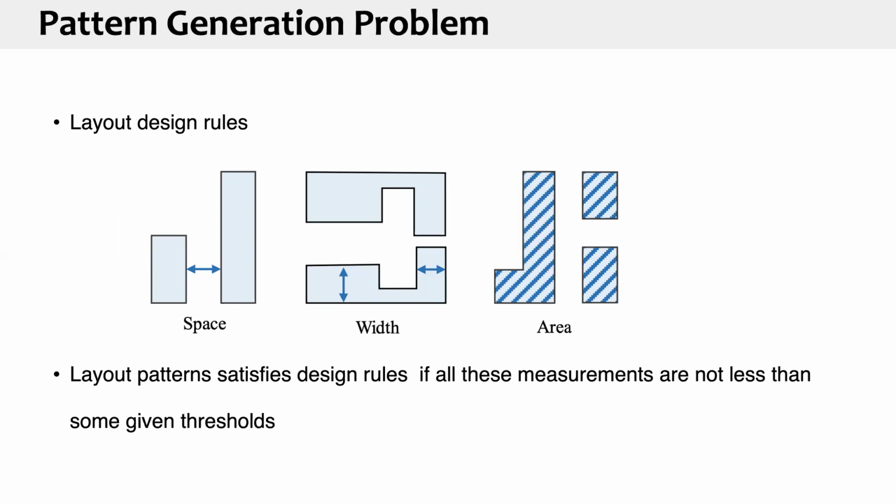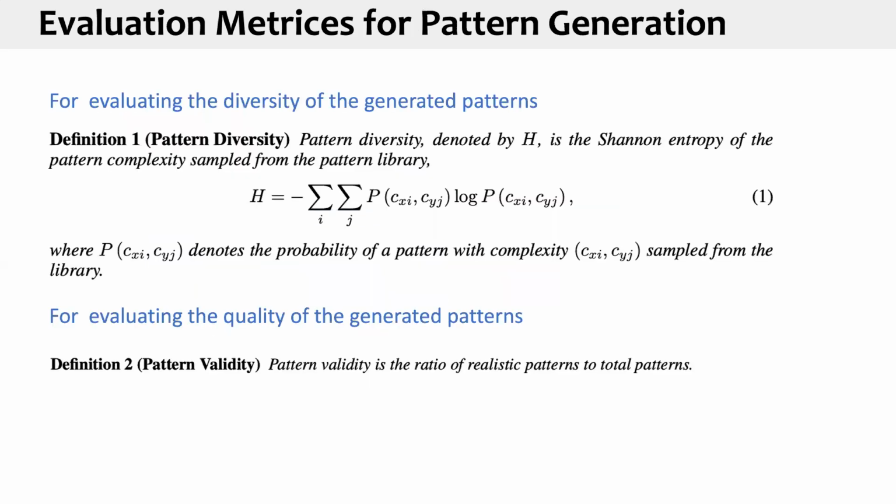The generated patterns are required to follow the layout design rules of actual IC layouts. As depicted in this figure, space measures the distance between 2 adjacent polygons, width measures the size of a shape in one direction, and area represents the area of a polygon. If a layout pattern is legal, these geometric measurements need to satisfy some given critical values in the layout design rules. The diversity of layout patterns is a crucial evaluation metric for pattern generation.